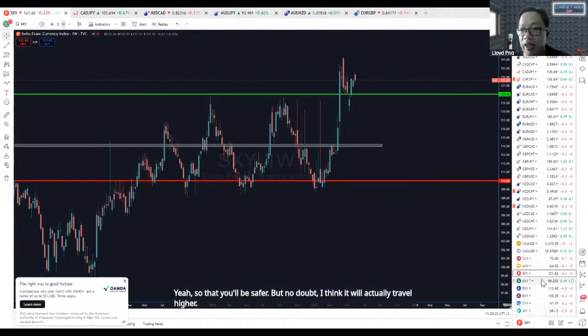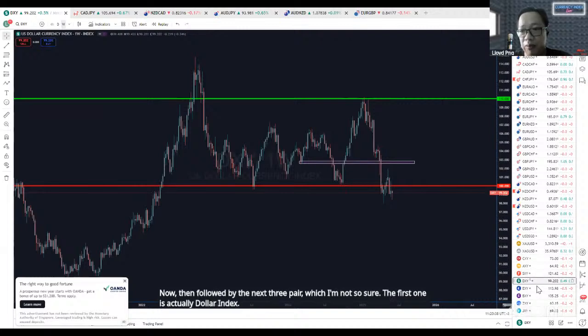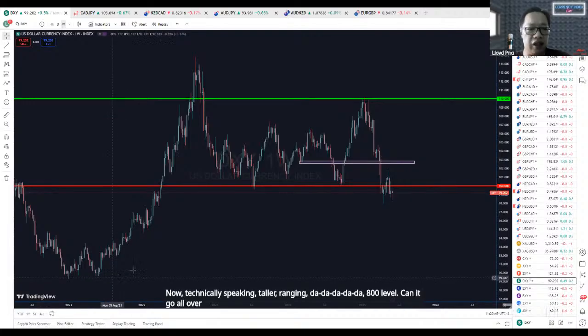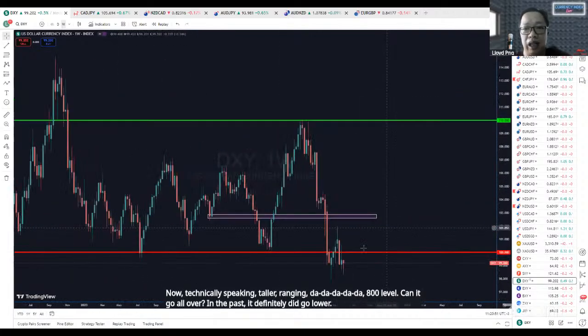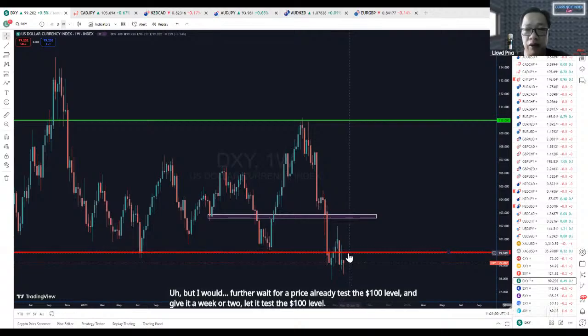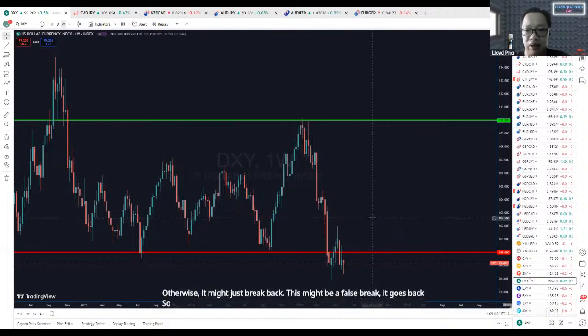Now, then followed by the next three pairs, which I'm not so sure. The first one is actually the dollar index. So I marked the dollar, the euro, the pound, which I'm not too sure where they want to go. Now, technically speaking, the dollar was ranging, then broke the 100 level. Can it go lower? In the past, it definitely did go lower. But I would further wait for price to actually test the 100 level and give it a week or two. And if it's a failed test, that means it wants to go lower. Simple as that. Otherwise, it might just be a false break and goes back up. Yeah, so for the time being, it is not entirely sure.